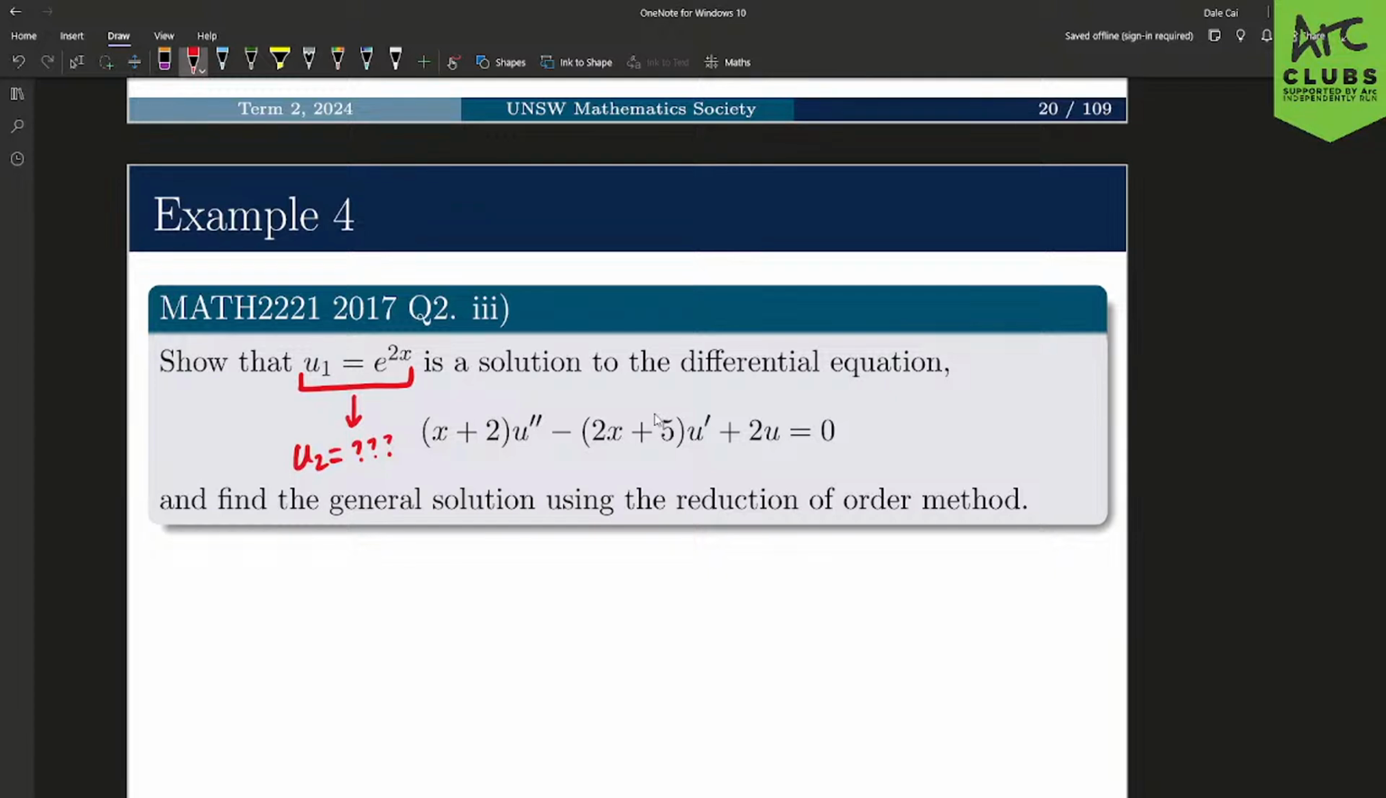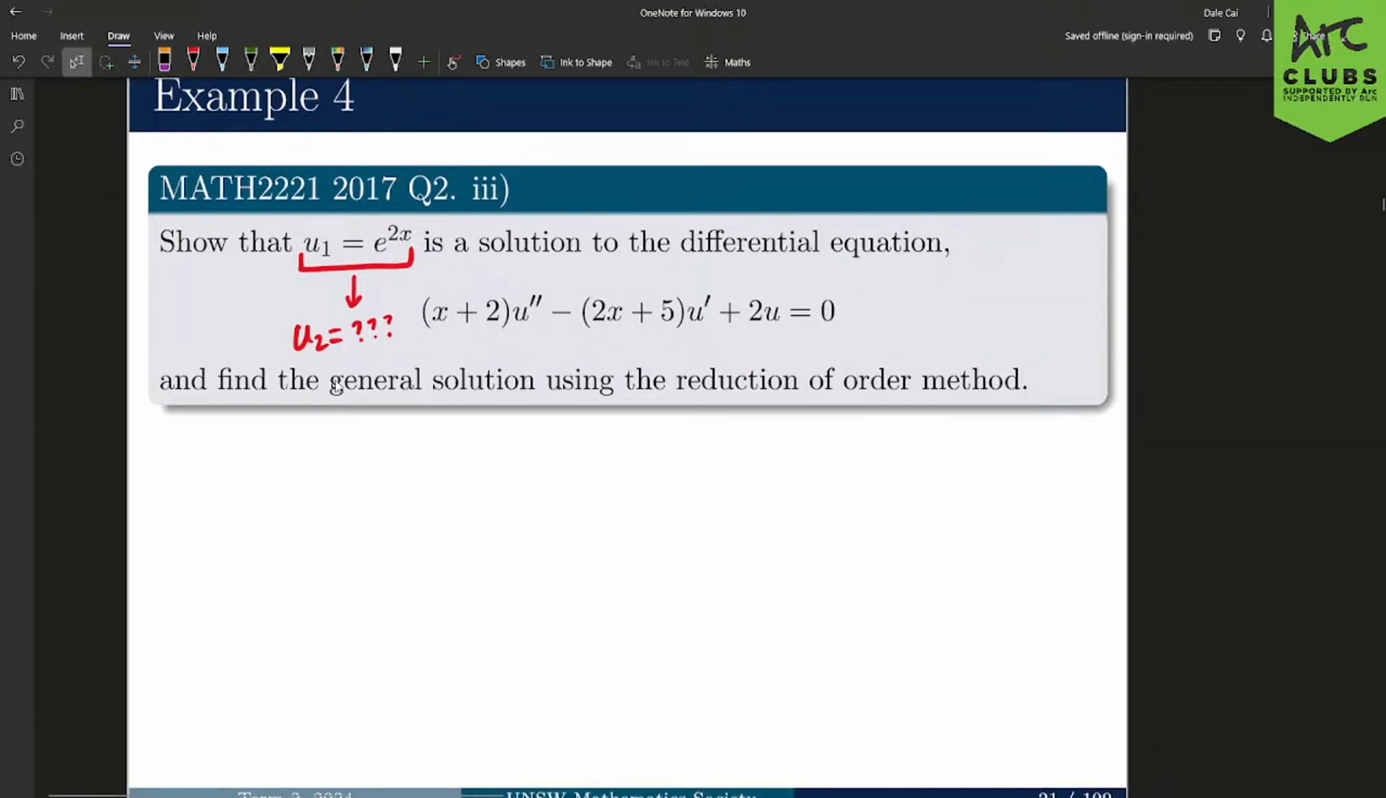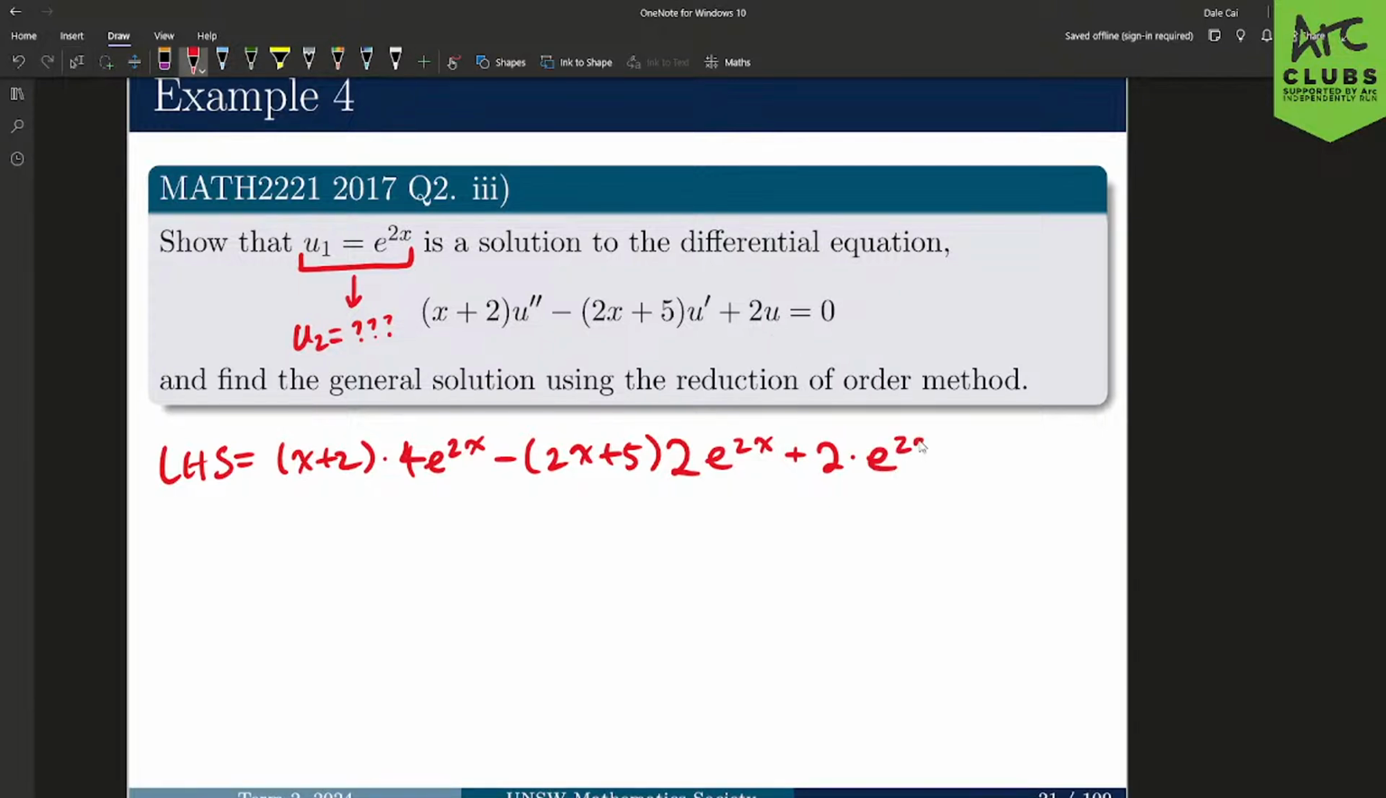Okay, so checking that e^(2x) is a solution is pretty straightforward. I'll start from the left-hand side. The left-hand side will be (x + 2). If you differentiate this twice, a 2 will come out twice, so you'll get 4e^(2x). And then minus (2x + 5) u dash. u dash is just 2e^(2x). And then plus 2 of u, which is e^(2x).